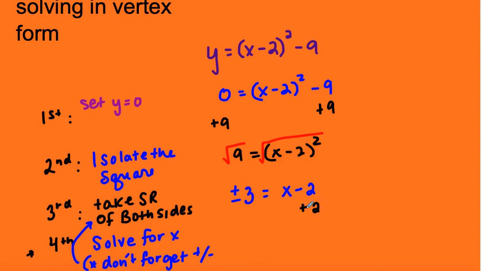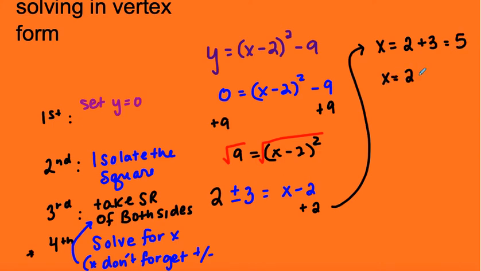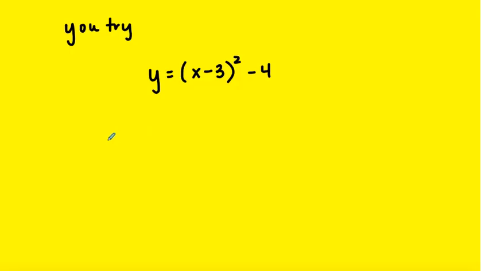Okay, all right, so I'm going to bring the 2 over. I always like to put it in front of the plus minus, so I'm going to put it right there. And then I'm going to do x equals 2 plus 3, which in this case would be 5, and x equals 2 minus 3, which would give me negative 1. So my x-intercepts are 5, 0, and negative 1, 0. So think about that. Now I want you to try this one: y equals x minus 3 squared minus 4. So go ahead and press pause and come back and I'll go through it.